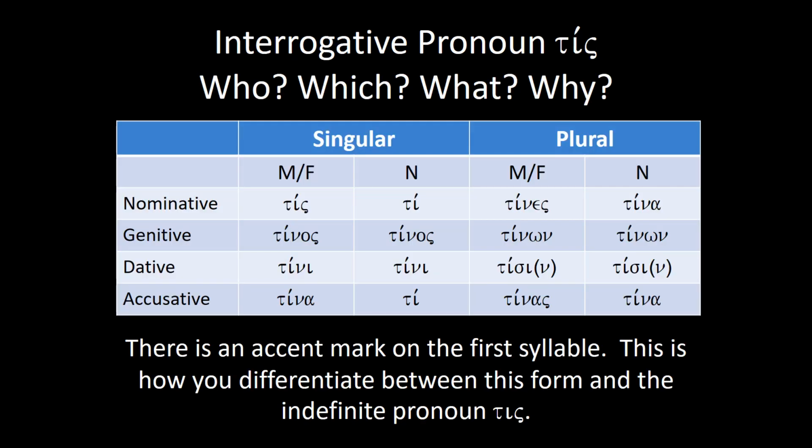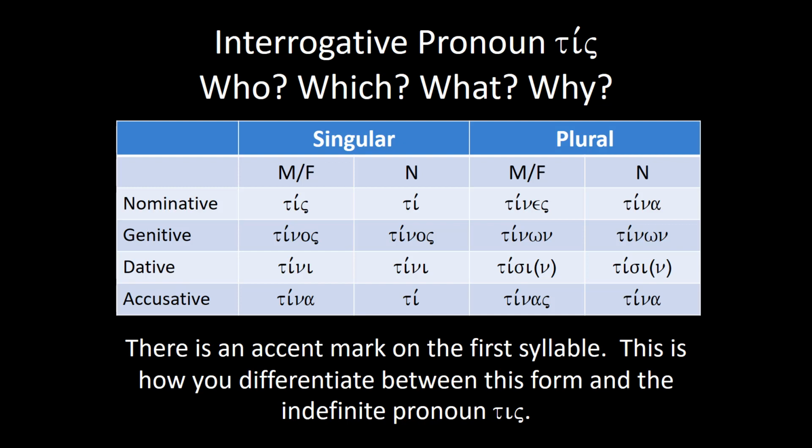So let's look at this interrogative pronoun tis. Tis can mean who, which, what, or why. Notice that this has an accent mark and it's on the first syllable. So this is the interrogative pronoun, a questioning pronoun. Who? Which? What? Or why? These endings are third declension endings.